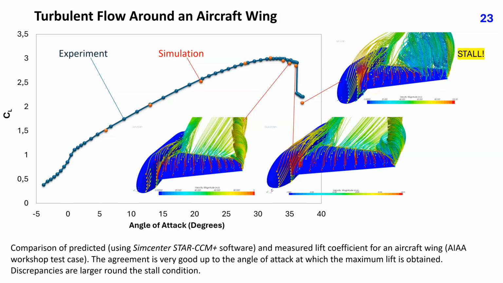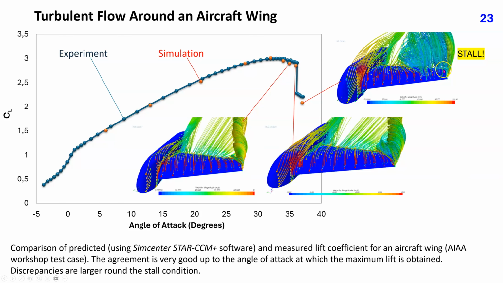This slide shows results of simulation of flow around a wing body assembly, which was the subject of one AIAA workshop. The diagram shows the comparison of predicted, using Simcenter STAR-CCM+, and measured lift coefficient as a function of the angle of attack. The agreement is very good up to the angle of attack at which the maximum lift is obtained. Beyond this point, the tip vortex becomes thicker and it starts propagating along the wing toward the body.